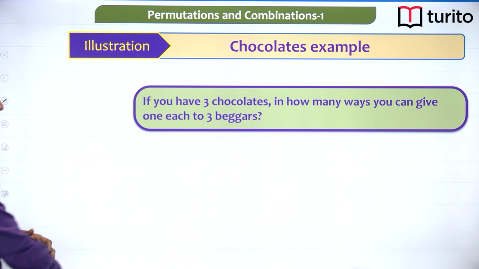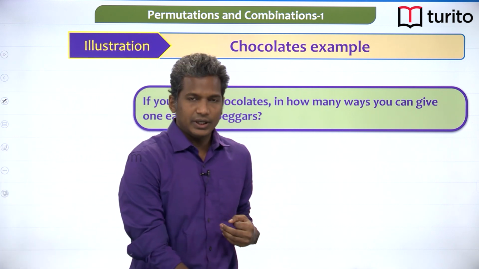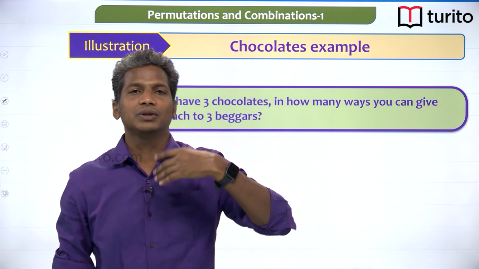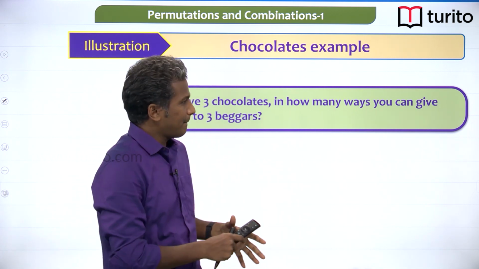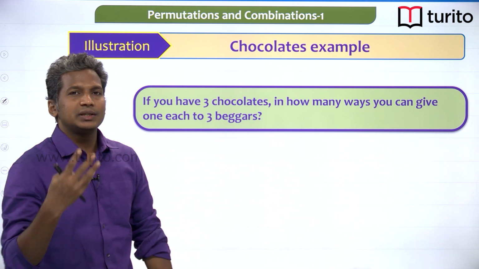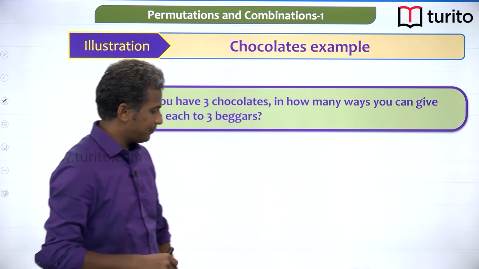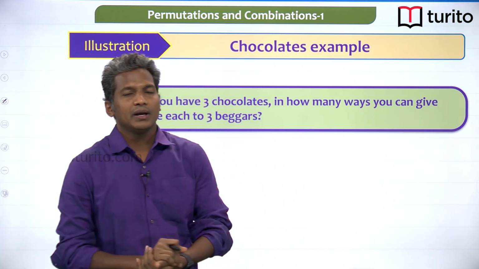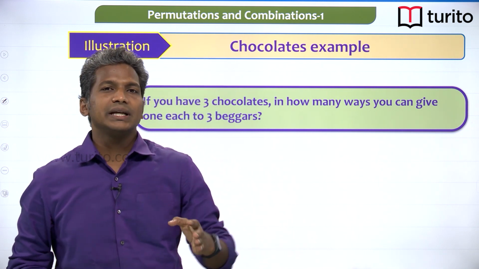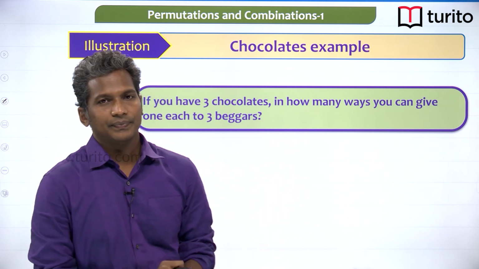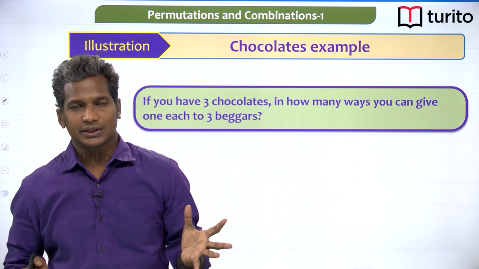Okay. Now, let us take another example. Okay. So, now we are moving on to the next ideas, but we are building based on OR rule and AND rule only. Let us say you have 3 chocolates in your hand and there are 3 beggars there. You wanted to give 1 chocolate each to those beggars. In how many ways you can do this?